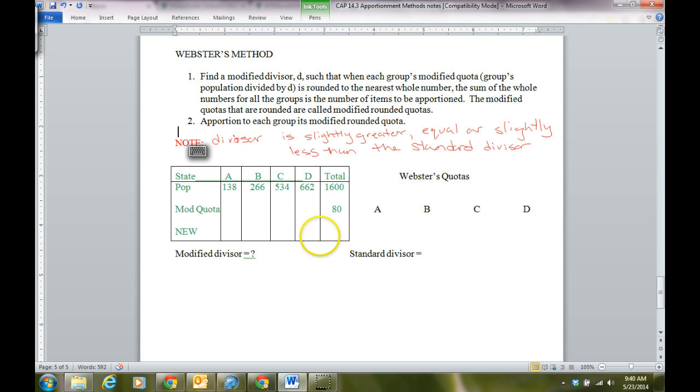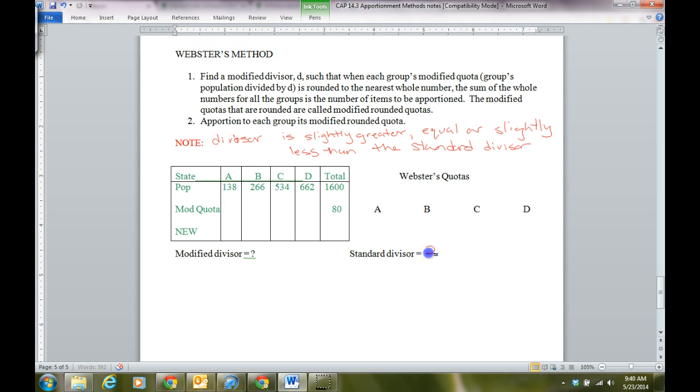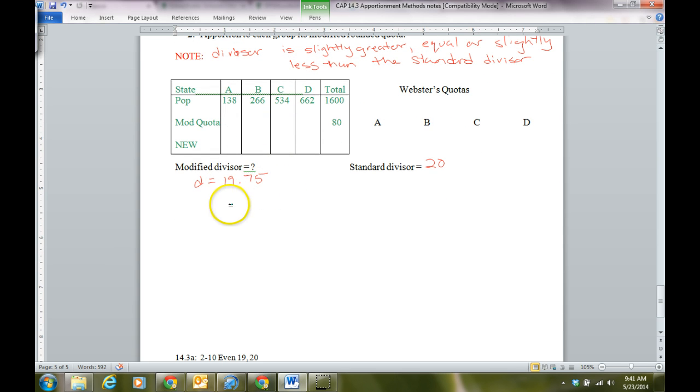So you have a lot more possibilities for a divisor, and therefore you might have to do more guess and check with Webster than you did with the other two. I'm going to go through a couple of possibilities here. We remember that our divisor on this was 20. So I'm going to start off with a modified divisor of 19.75. I'm randomly picking something out of the air, just trying to see if it'll work. We know it's got to be somewhere surrounding 20. It can even be 20.